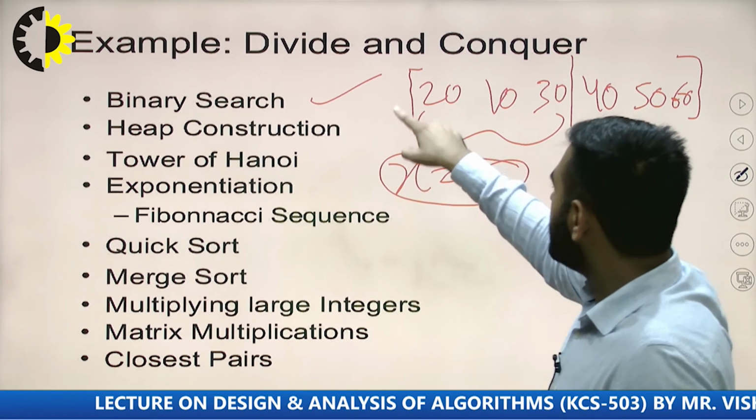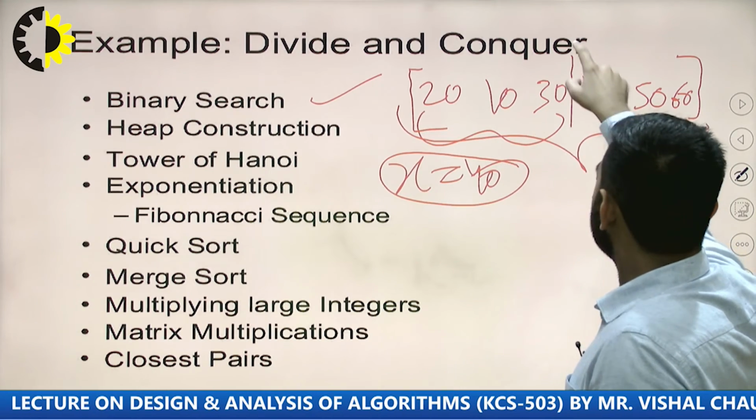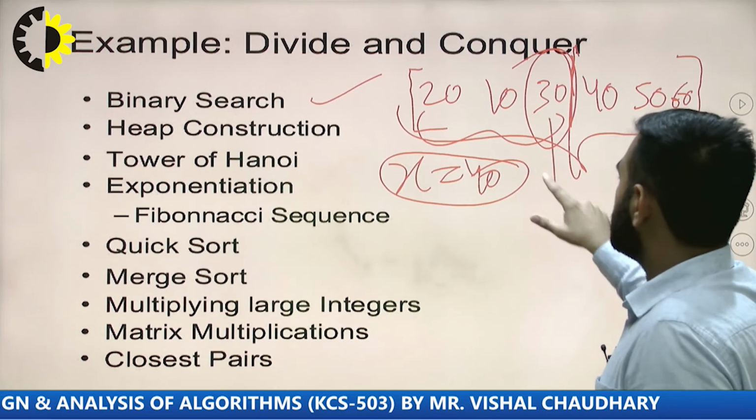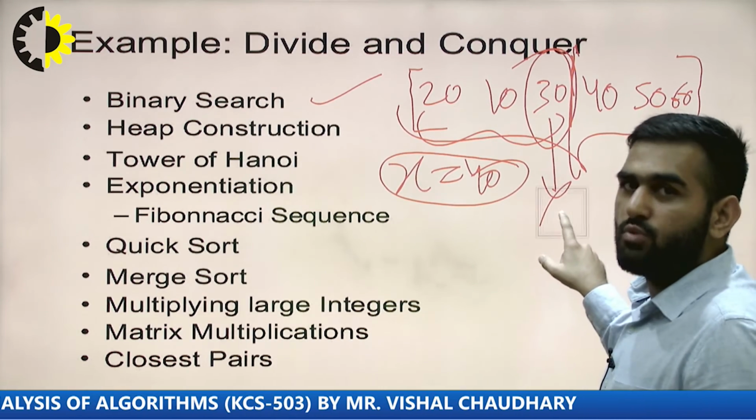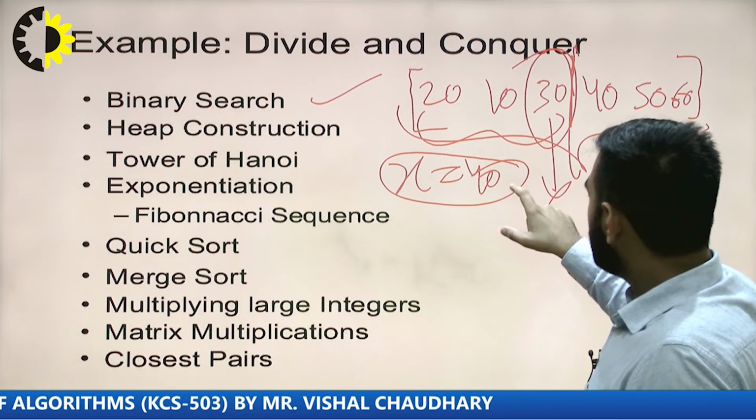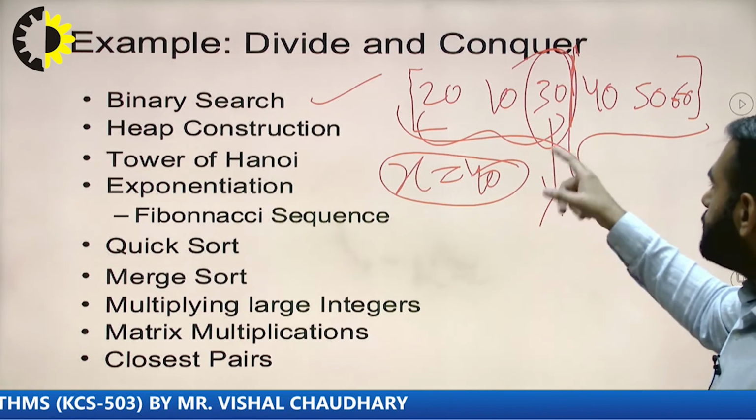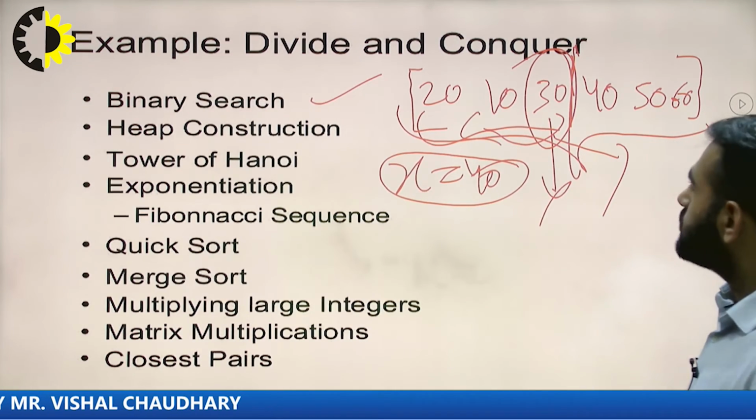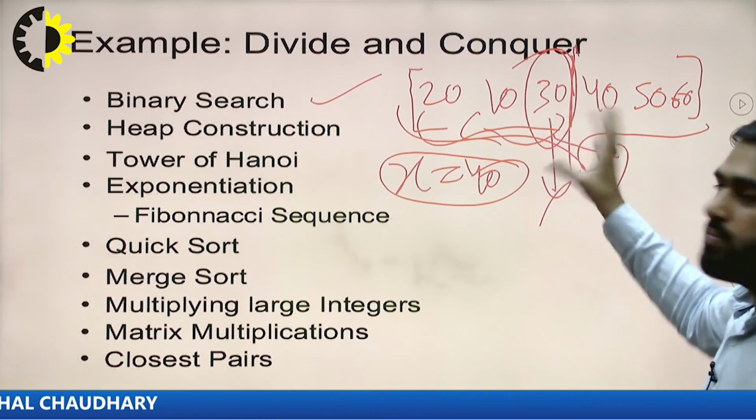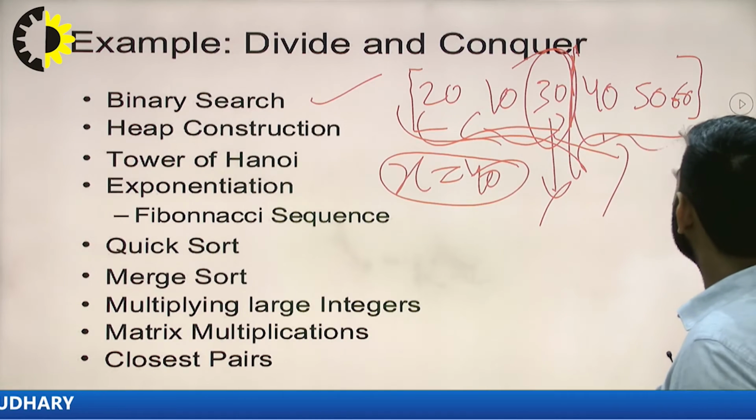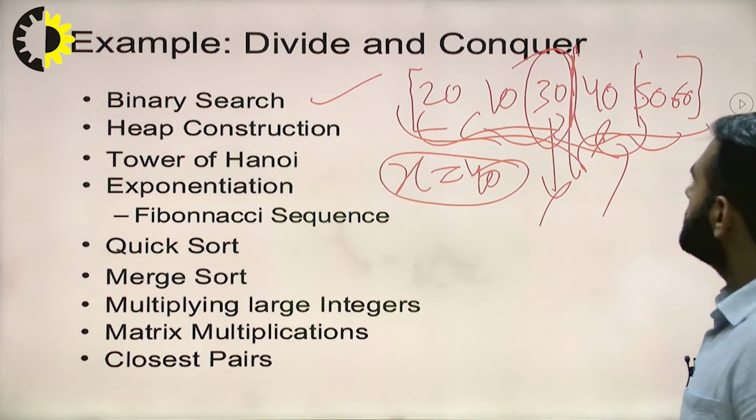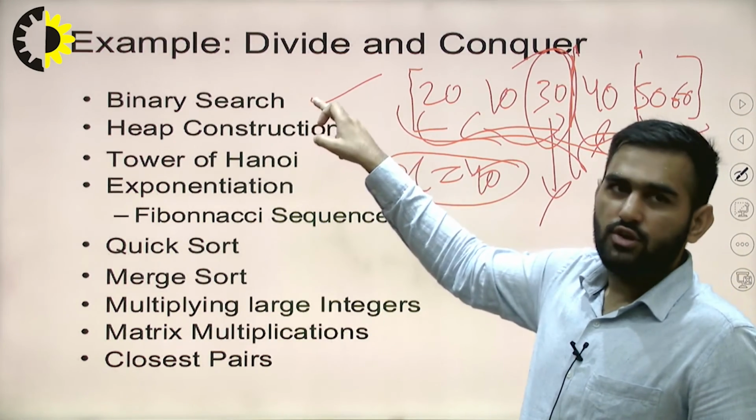We will divide the array into two parts. We will go to the mid part. Suppose this is the mid. We will check the value of 40 with 30. Is it greater or smaller? If the value to be searched is greater, then we have to move towards the right part. We will not go to the left part. So what we are doing? We are dividing the problem into two parts. Dividing again, suppose here, dividing this side. So this is the example of first divide and conquer.